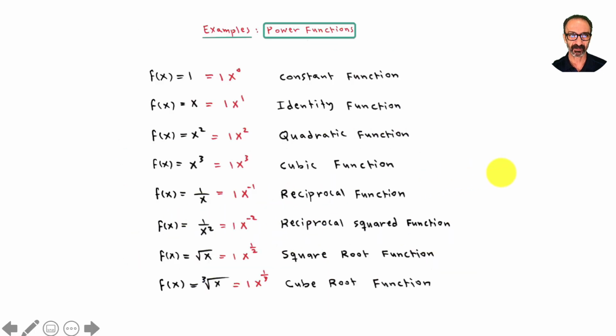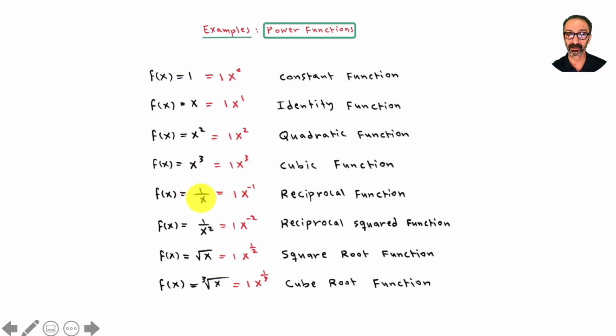Here are quick examples. Those are power functions. If f of x equals 1, I could see it as 1 times x to the power 0. That's called the constant function. If f of x equals x, I could see it as 1 times x to the power 1. That's my k, that's p, and so on. X to the second will be 1 times x to the second. They all have 1 up front, so I'm not going to keep saying 1. X to the third, cubic function.